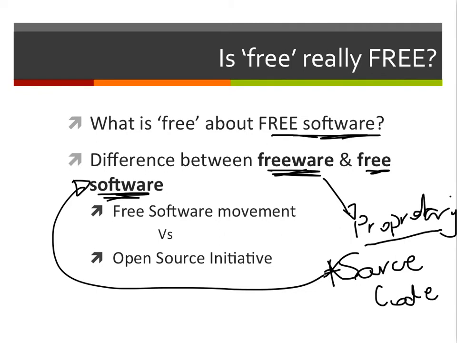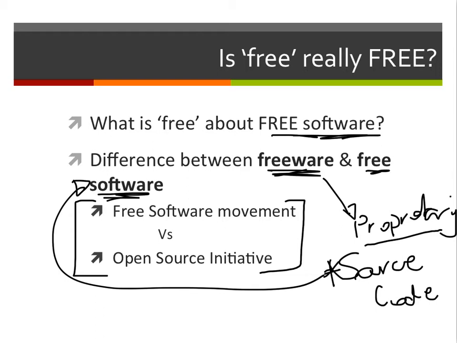Now there's really two movements, as I mentioned before. There are two main movements in this free software area, and they are the free software movement and the open source initiative. Most of us, I think, have heard about open source software. Well, that's really just another type of non-proprietary software which is quite similar to the free software movement.